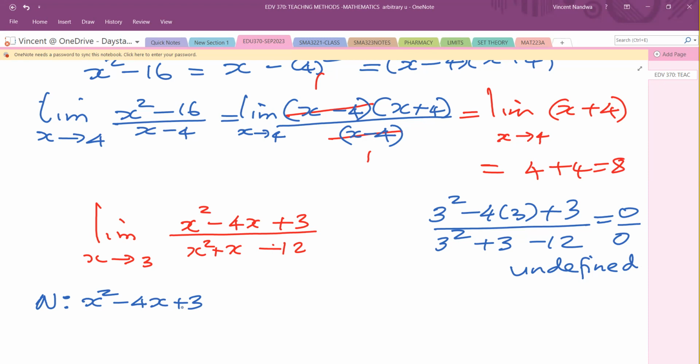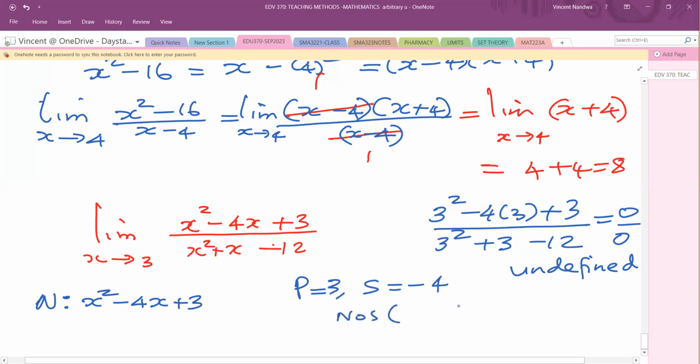Okay? Yeah. So hii hapa ni kama quadratic expression. So these are quadratic expressions. So product ni nini? 3. Sum. Correct. So what are numbers which are giving us sum of -4, product of 3? Okay, confirm them.